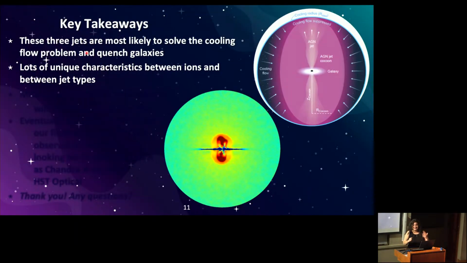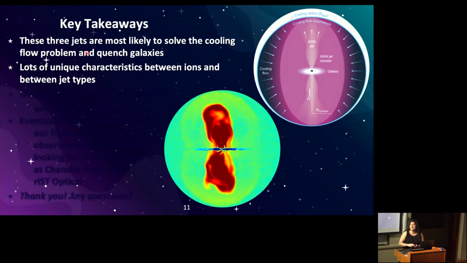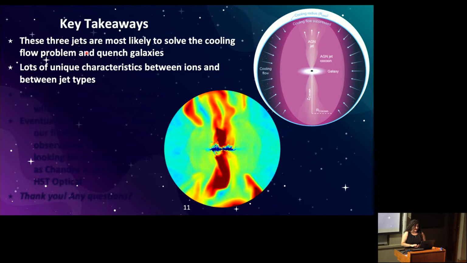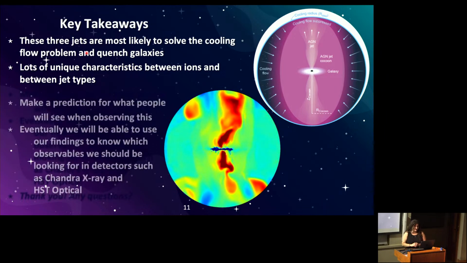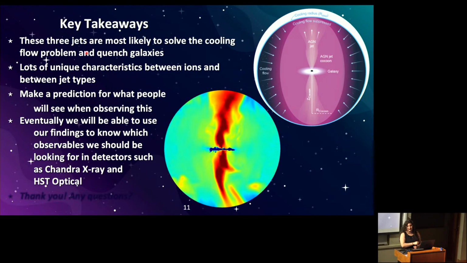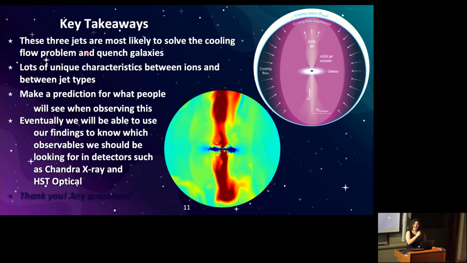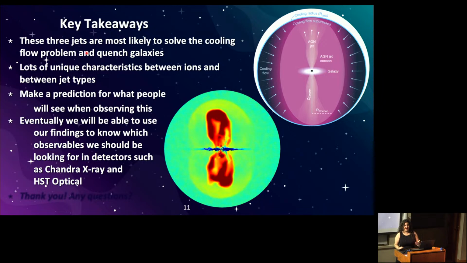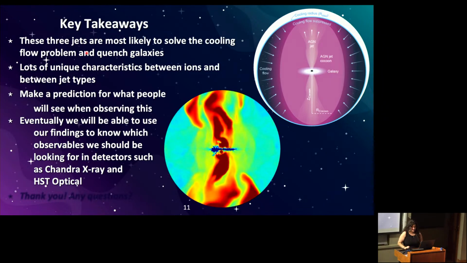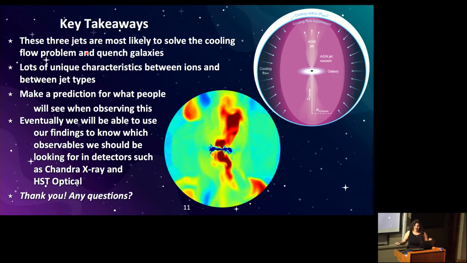So what we've learned today is that AGN jets are the most likely cause of galactic quenching. We've seen how these jets can behave, and I've specifically analyzed what types of ions are going to appear most prevalent in which types of jets, and more importantly, how those ions are going to behave, and how we can use the behavior of these different ions to analyze different types of jets. Thank you. Do you guys have any questions?